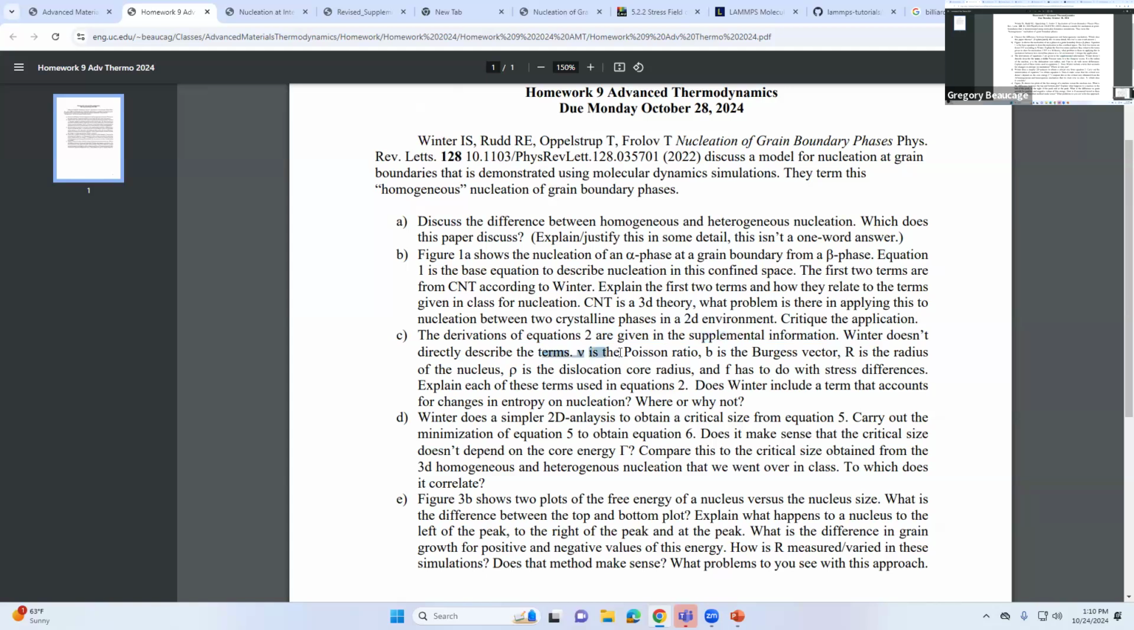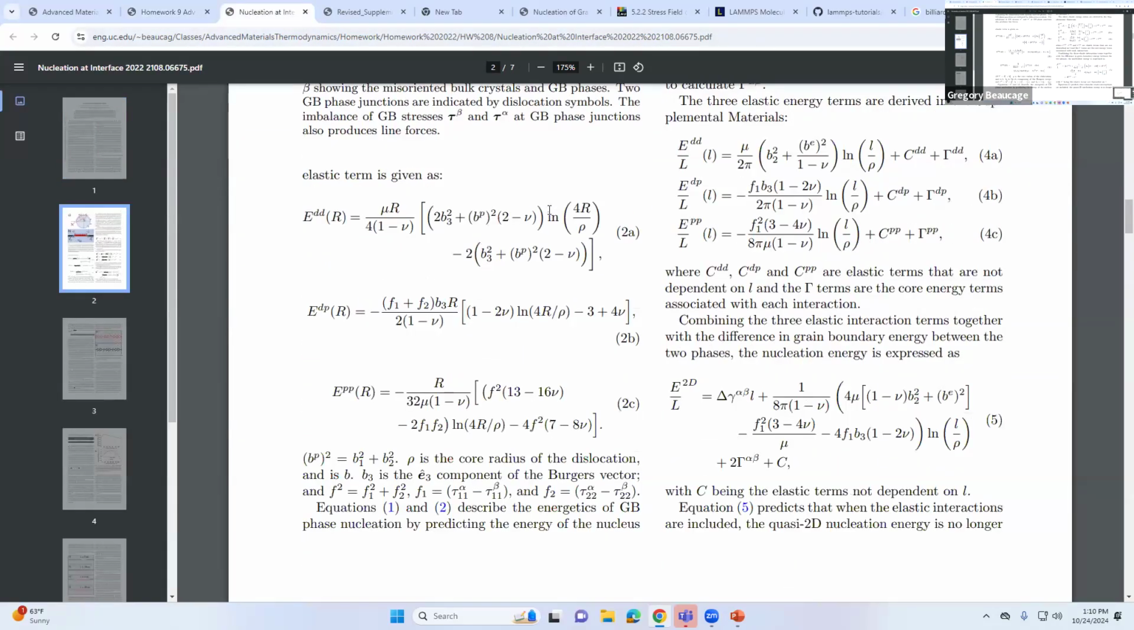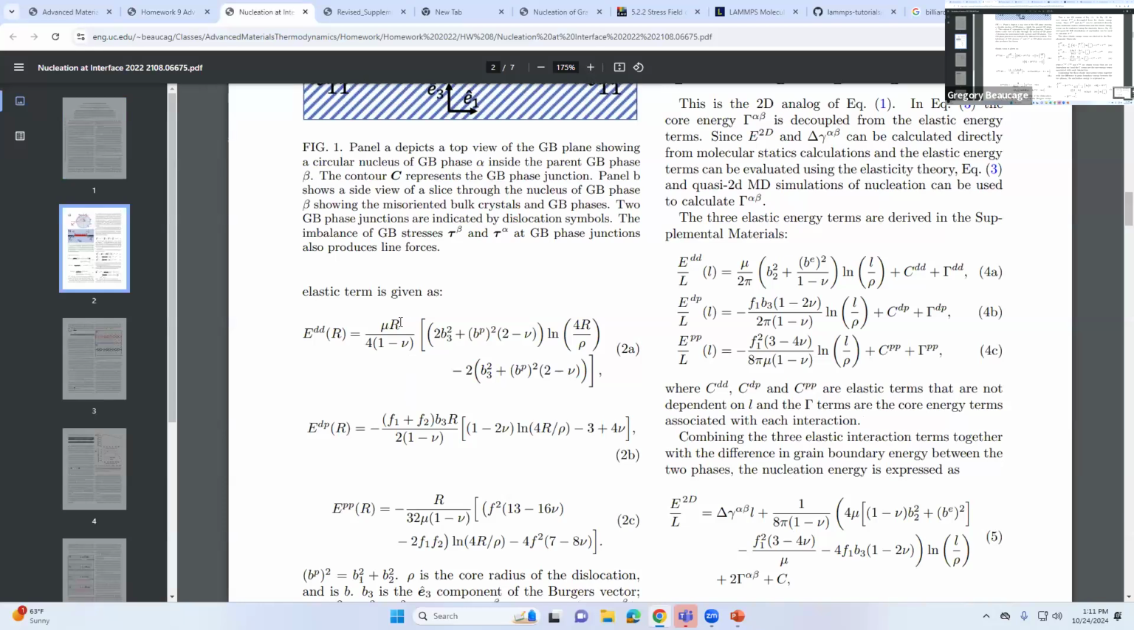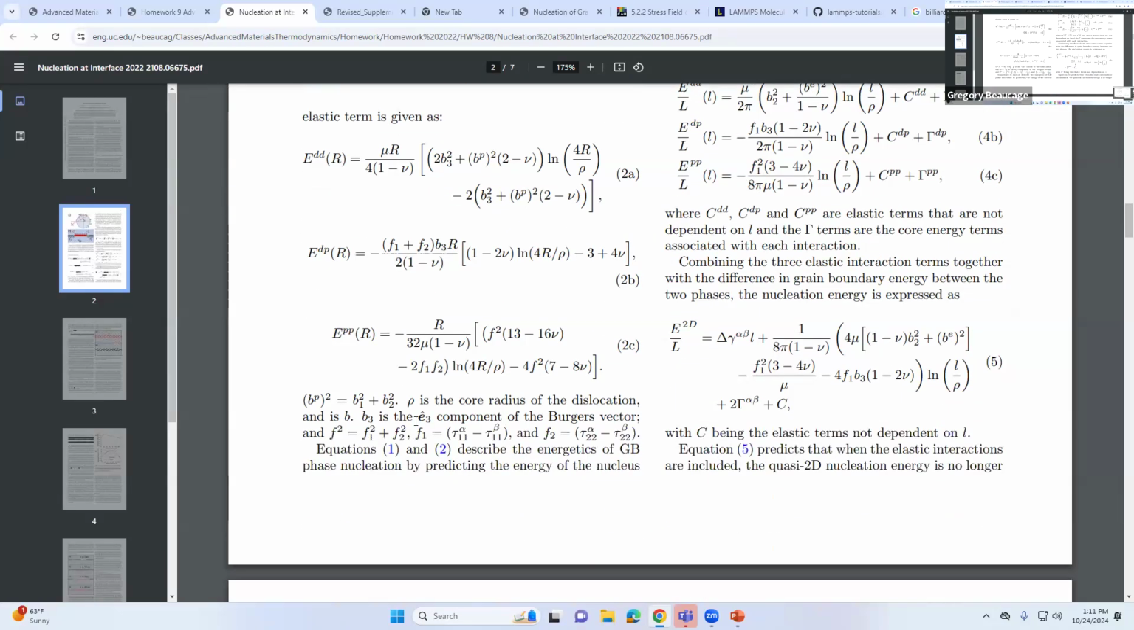In the paper, the paper is weird, like you can't read the paper unless you have the supplemental, because he doesn't define new B or R or rho, or F, like those things. So if you go to equation 2, he just comes up with this. There's equation 2. So there's nu, R, mu, B, R, and rho. They aren't defined here. Or rho is a core radius of dislocation. And B. So that doesn't make sense.